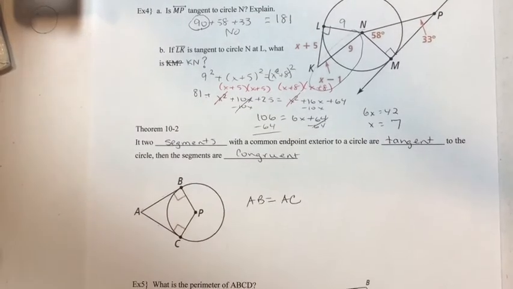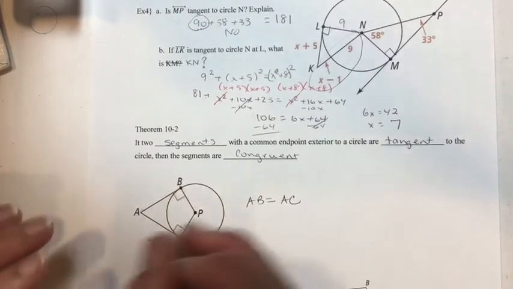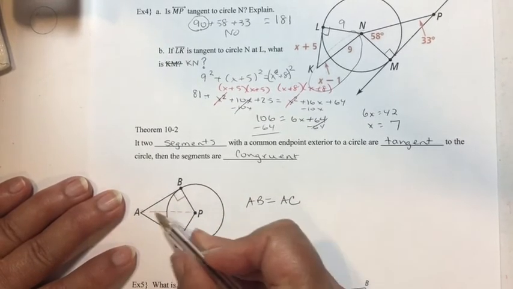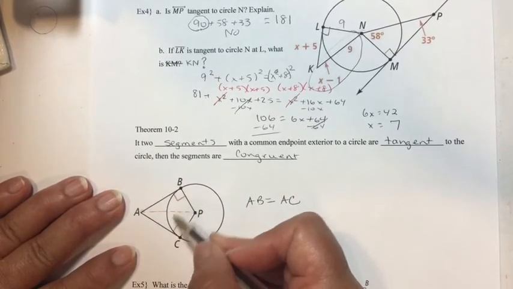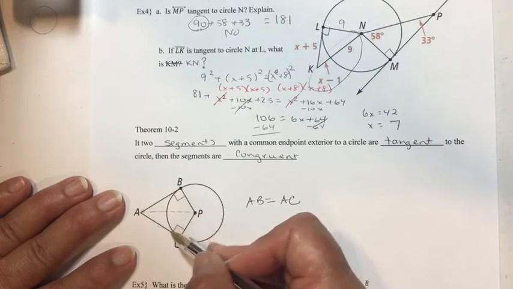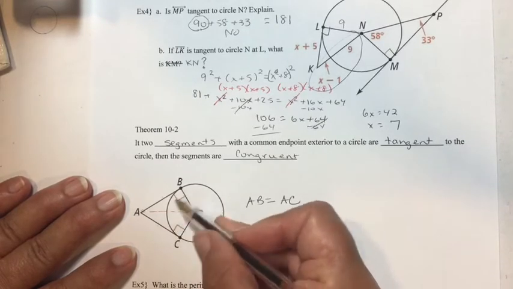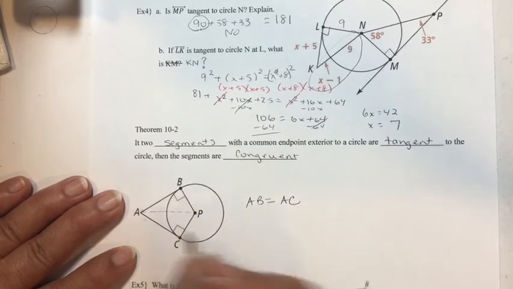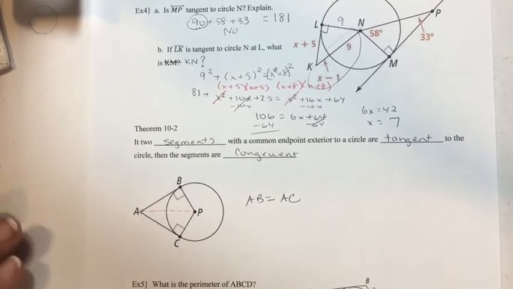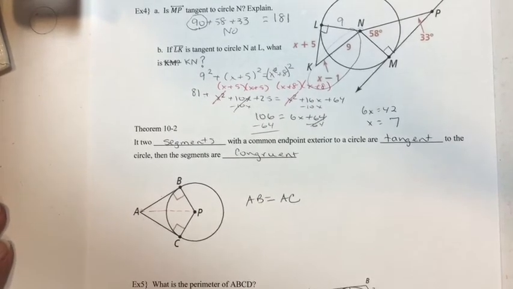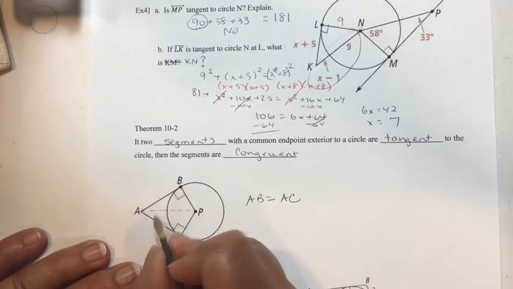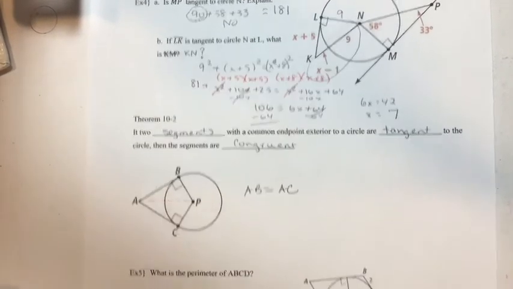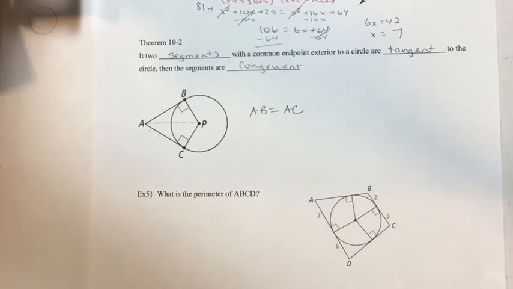Now, you can actually go through the proof of this, and it is in your book on page 447. They'll end up drawing a line here so that you have two triangles. And then they're going to show that these triangles, using hypotenuse leg, are congruent. And then by CPCTC, all the parts are congruent. Therefore, these are going to be congruent. Now that's neat because it makes a problem like number 5 very easy.